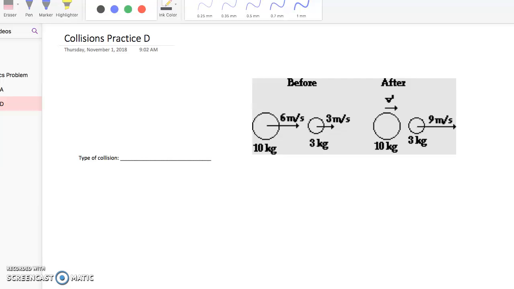This is the video for your problem D on your worksheet. We are looking at a different kind of collision. Here you can see you have two objects that are moving forward, they collide, and then they're moving forward at different velocities. Since they hit and then bounce off of each other and stay separate, that is called an elastic collision. Elastic because they bounce.